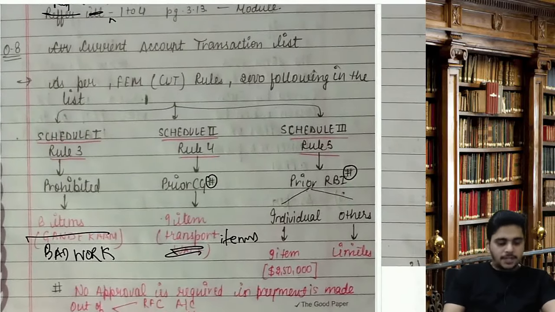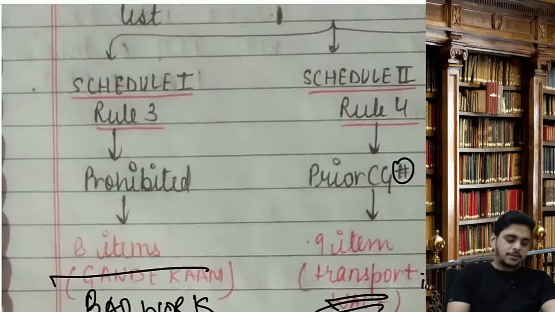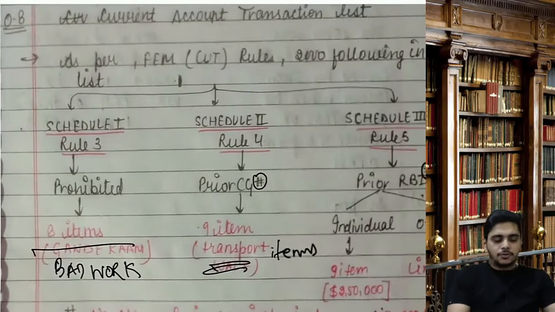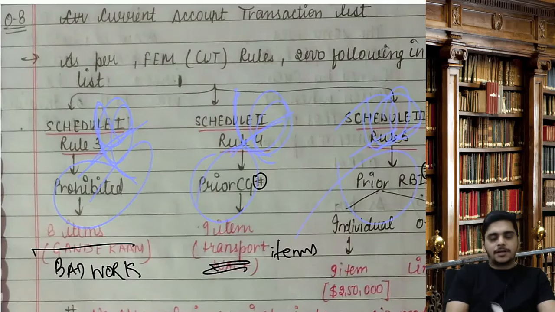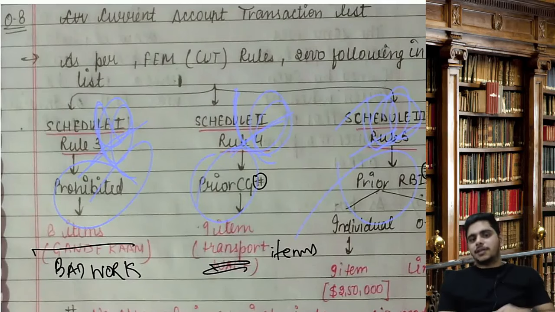Sir, what is the current account transaction list? As per the Foreign Exchange Management (Current Account Transactions) Rules, the following is the list. Schedule 1, 2, 3. Rule 3, 4, 5. This is the prohibited list, this is the Central Government list, and this is the RBI list.